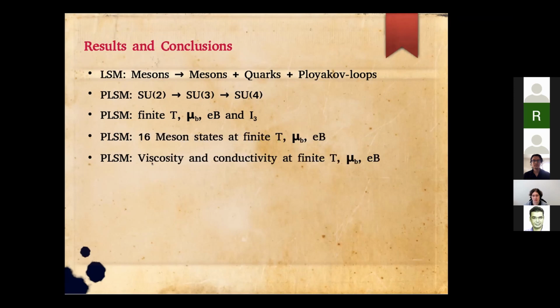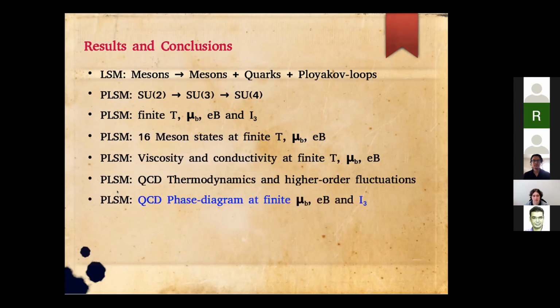We also have studied, maybe not published, not illustrated here, but in general, the viscosity and conductivity at finite temperature, baryon chemical potential, and magnetic field as well. The thermodynamics and the higher order fluctuations as well. In this talk, I have shown you the QCD phase diagram at finite isospin chemical potential. I still have time if you have any questions.